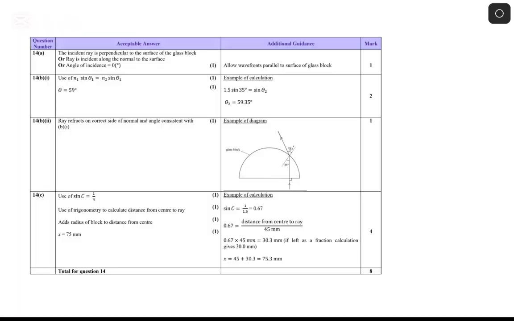So here is the mark scheme. You can go through it and then we'll end the video.